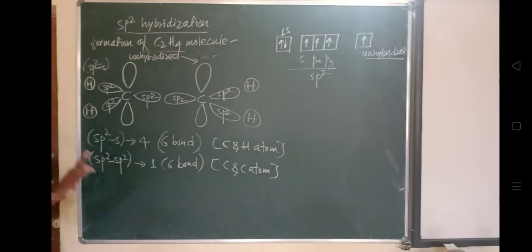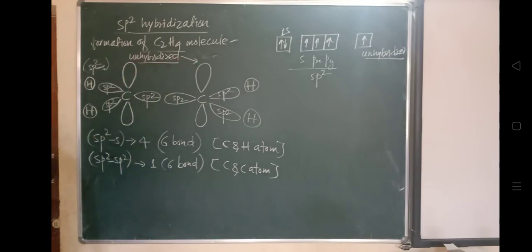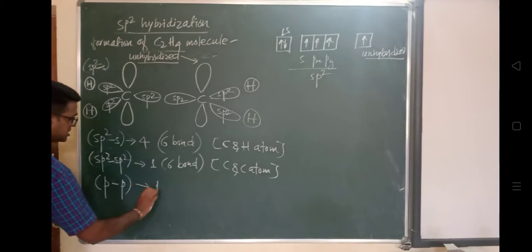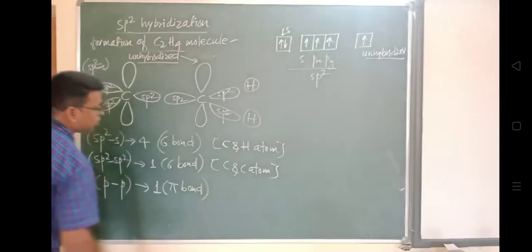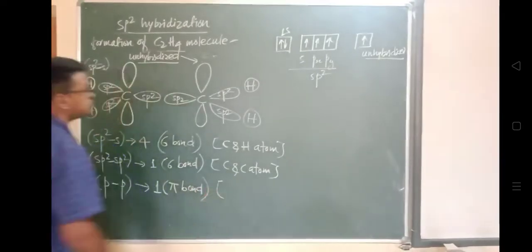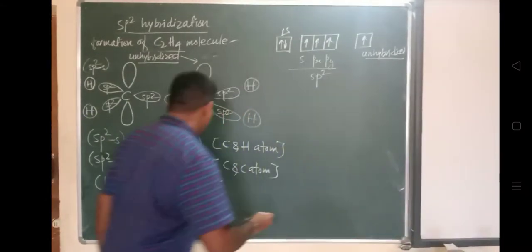So in this way, a total of 4 plus 1, 5 sigma bonds will be formed, out of which 1, 2, 3, 4, 4 sigma bonds are between carbon and hydrogen atoms, and 1 sigma bond is between carbon and carbon atom. And the last one pi bond will be between the unhybridized p orbitals of the carbon atoms.